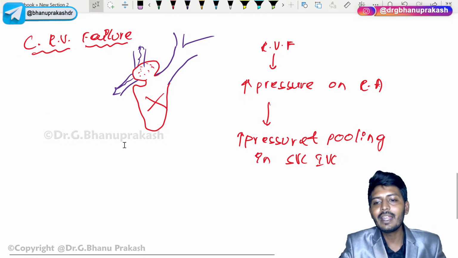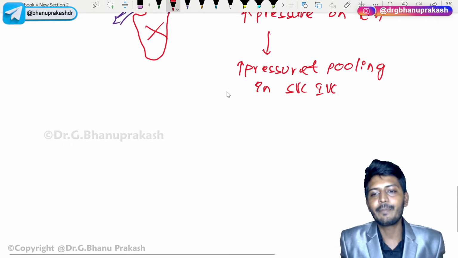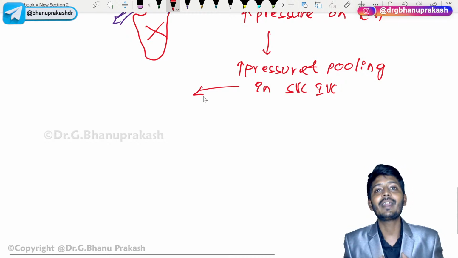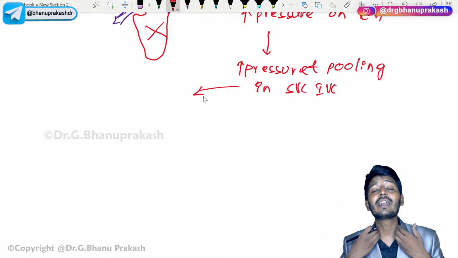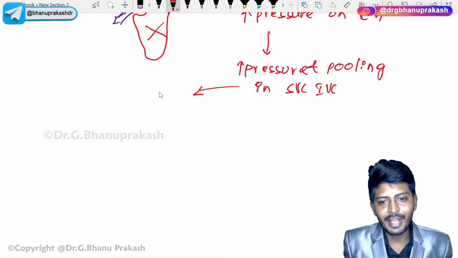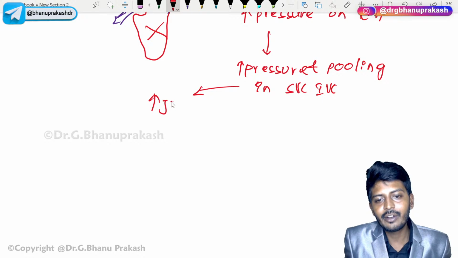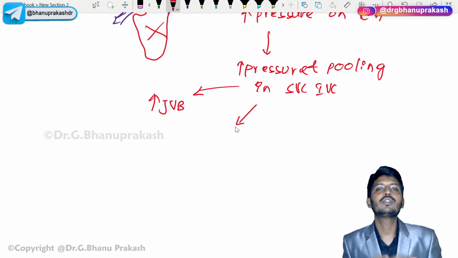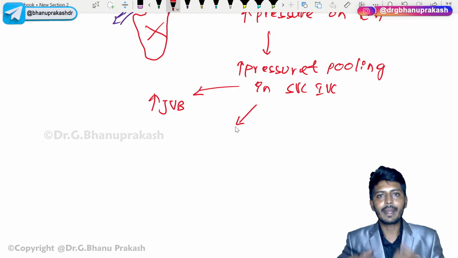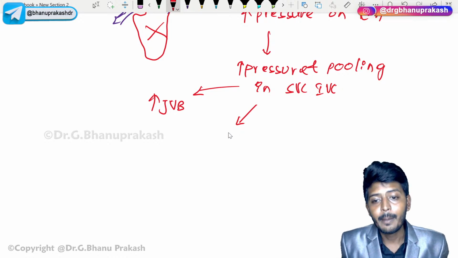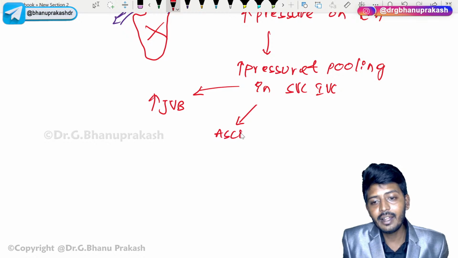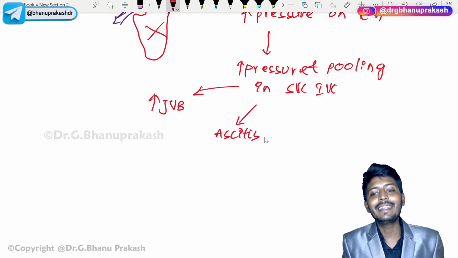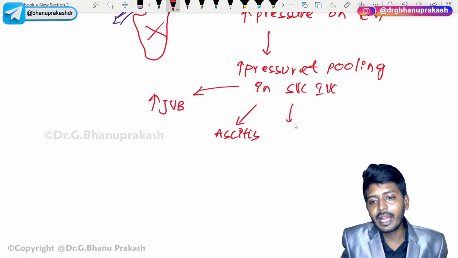So superior and inferior vena cava, if there is an increase of pressure, so automatically superior vena caval pressure is increased, that will cause JVP to increase. Very important point, increase of jugular vein pressure. And also, my dear students, they will also cause an increase of the pressure in the liver, because of which ascites can occur. It can also cause edema. Of course, there will be edema, right?